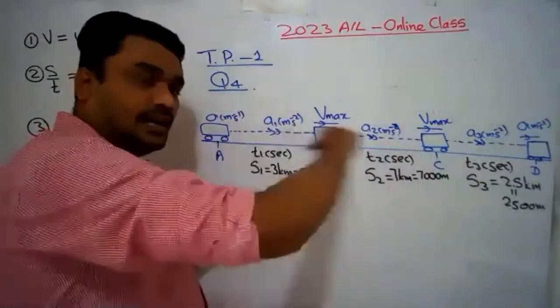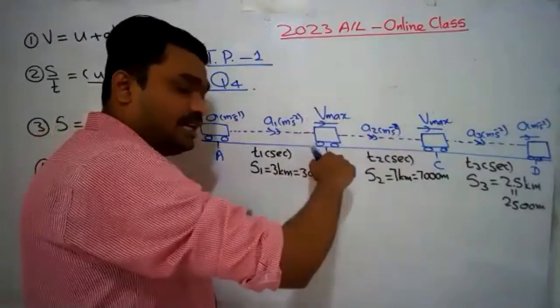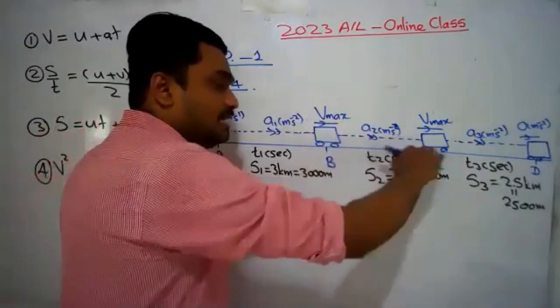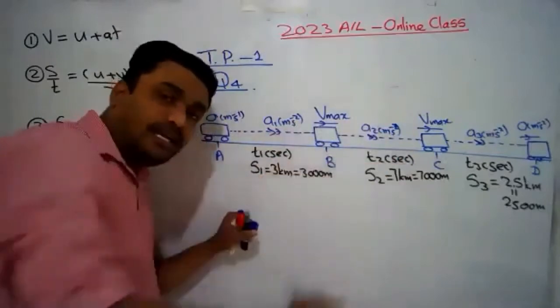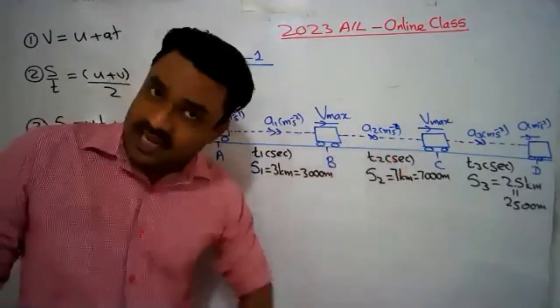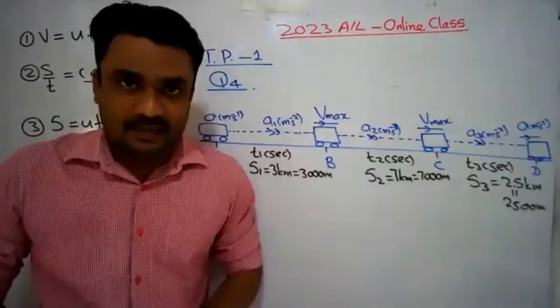Got it? Please mark velocity at point B as Vmax, and B to C, the same Vmax velocity is kept by the vehicle. If you have any doubt related to this Vmax case, please ask. I can again explain. I can again help you. Start.